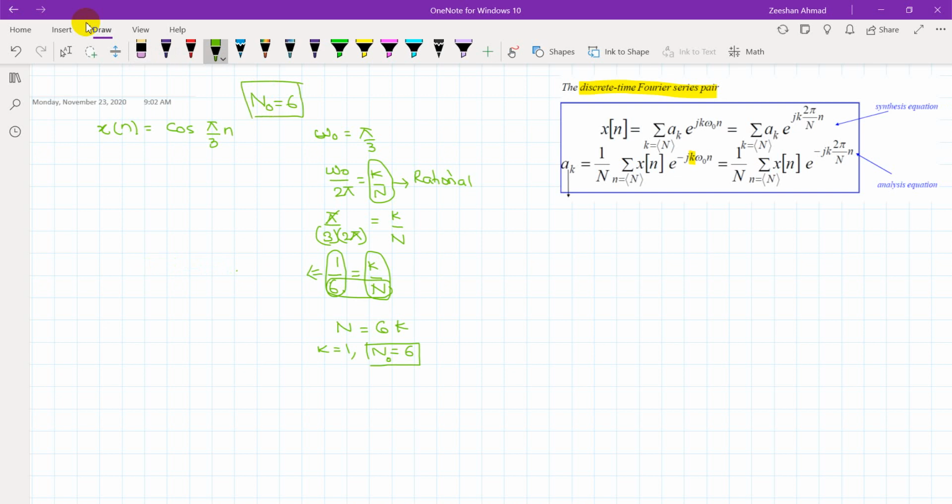Now, to find the coefficients, we are going to expand the signal into the exponential form. So for the cosine, it will be 1 by 2 e power j, and my frequency here is pi by 3, so it will be pi by 3 n, plus 1 by 2 e power minus j pi by 3 n here.